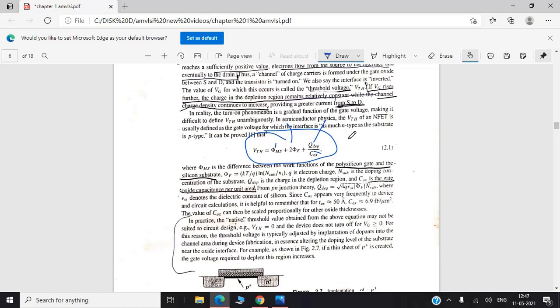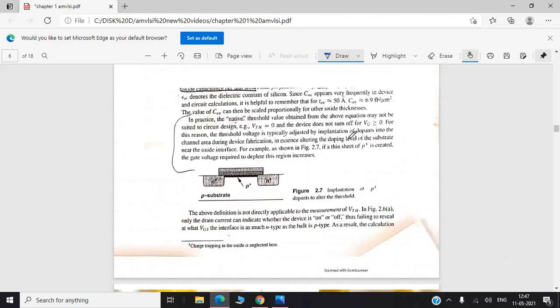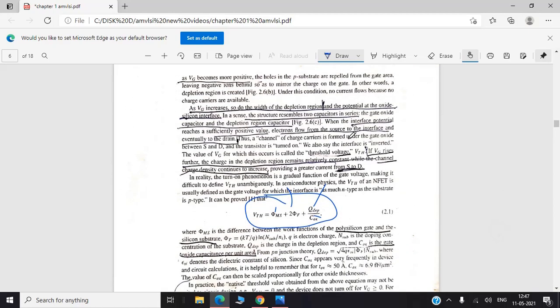In practice, the native threshold value obtained from the above equation may not be suited for circuit design, that is, VTH is 0 and the device does not turn on for VG greater than 0. For this reason, the threshold voltage is typically adjusted to 0.7 by implanting dopants into the channel area during device fabrication, in essence altering the doping level of the substrate. So the threshold is increased by adding dopant during the fabrication process. That is how the threshold is increased for a MOSFET. I hope you understood this.